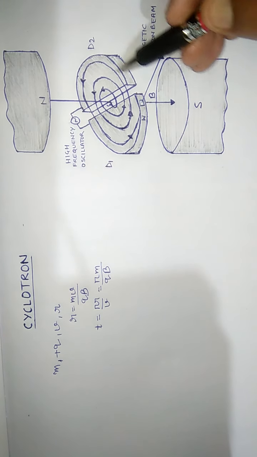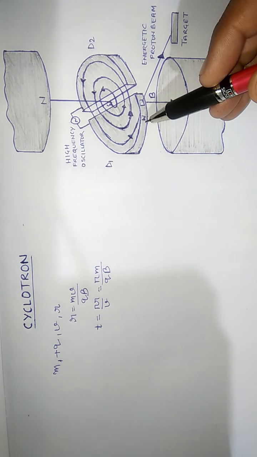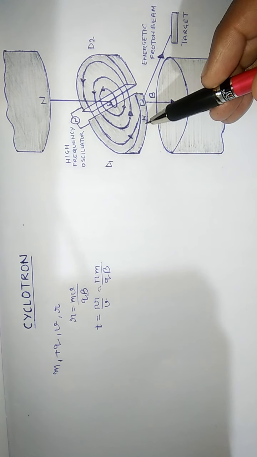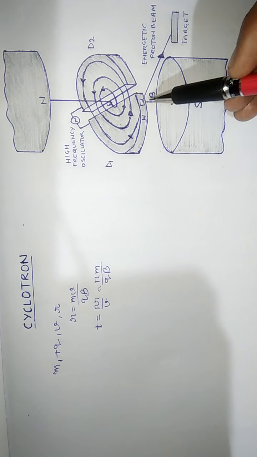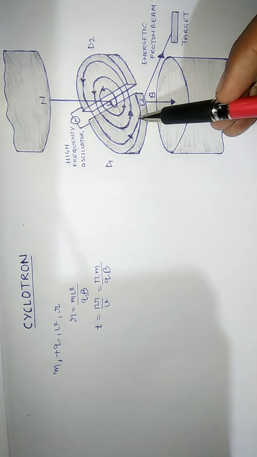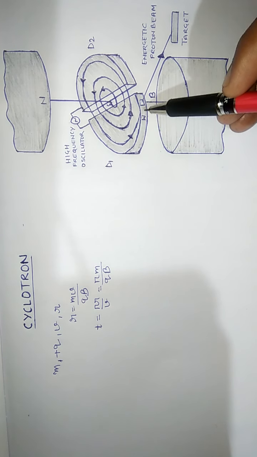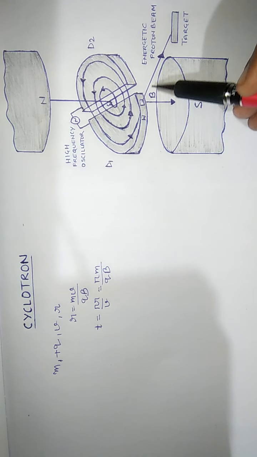Finally, the ion becomes energetic enough, reaches the outer edge of one D, where it is pulled out by a negatively charged deflector plate.